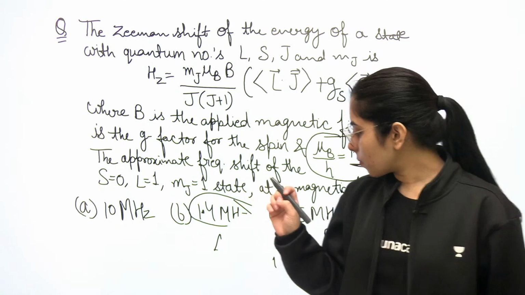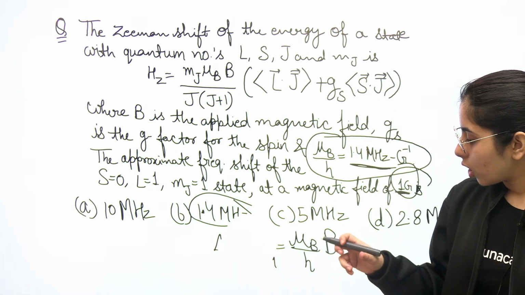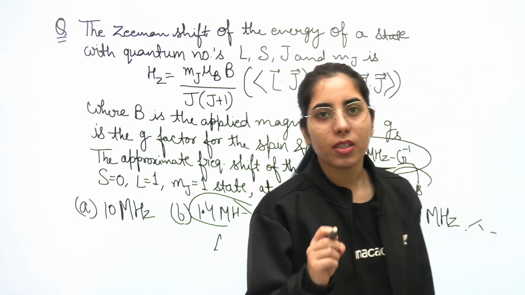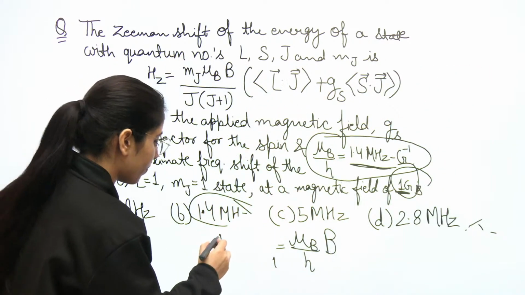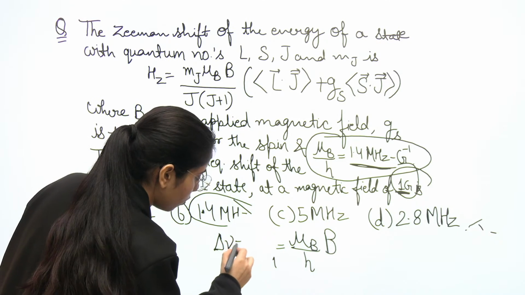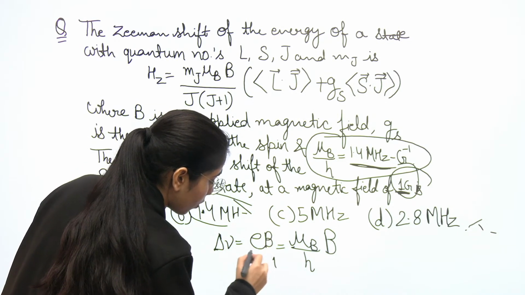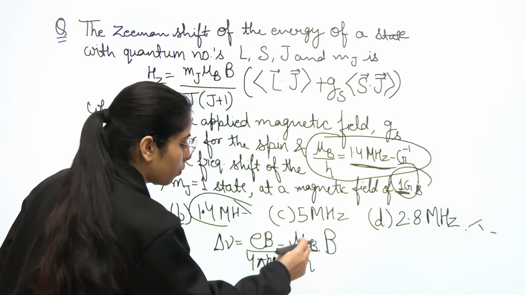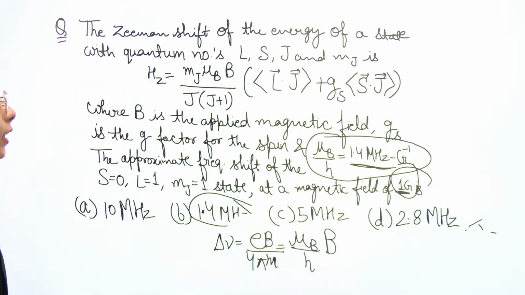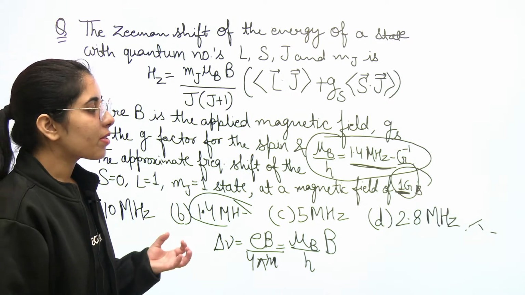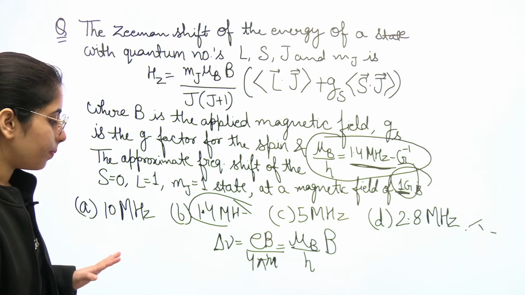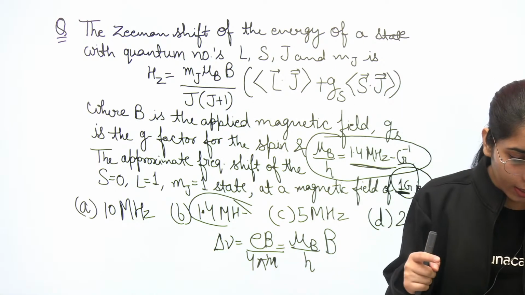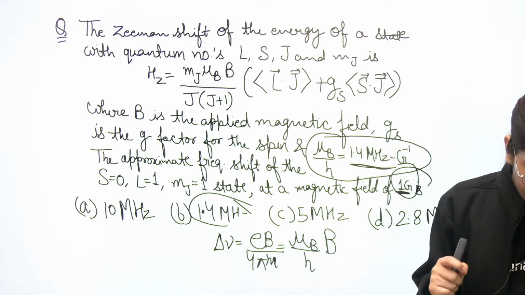So here it is important to know how you can write the expression EB upon 4 pi m, which is for delta nu, in terms of Bohr magneton. If you know that, it's a very simple question for all of you. Done? That's how you will be able to get the answer for this one. Very good, Bubbly. That's right.